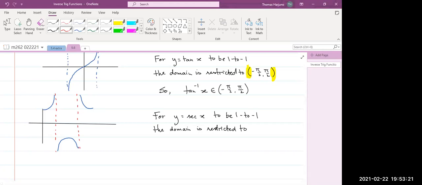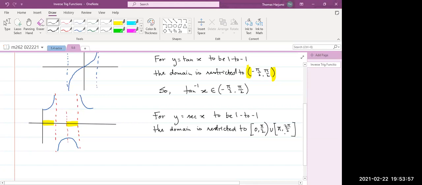Now, by convention, they choose the domain to be here, quadrant 1 and quadrant 3, to make it one-to-one. From quadrant 1 to quadrant 3. So it's restricted to from 0 to pi over 2, not including pi over 2 because it's undefined there, then union from pi to 3 pi over 2.